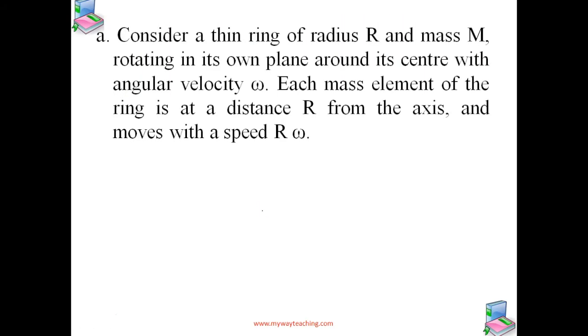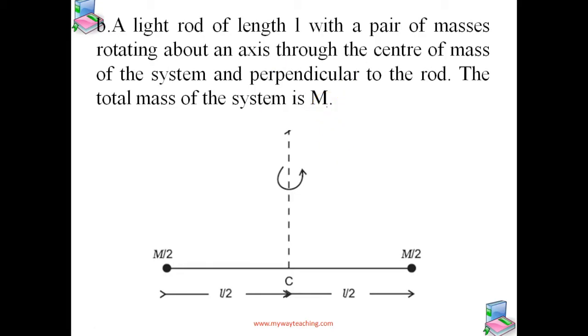Okay. The first case is: consider a thin ring of radius R and mass M rotating in its own plane around its center with angular velocity w. Each mass element of the ring is at a distance R from the axis and it moves with a speed Rw. Okay, you can see that in this figure. Each mass element of the ring is at a distance R, and the kinetic energy of this is given by K is equal to half M v square. We can also write it as half M R square w square, isn't it? So comparing this with the moment of inertia, we get I is equal to M R square.